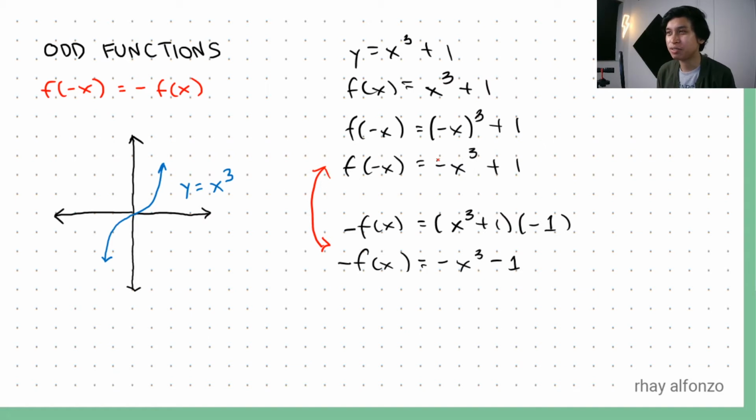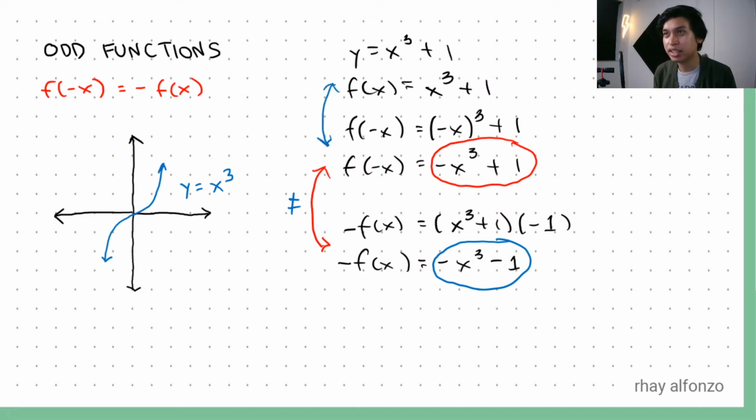So for f of negative x, we have negative x cubed plus 1. And for negative f of x, we have negative x cubed minus 1. Are these two equal? They're not equal. Therefore, when we add a constant, the function is not odd anymore. So this is also not an even function, since when we compare f of negative x with the original function f of x, they still are not equal.